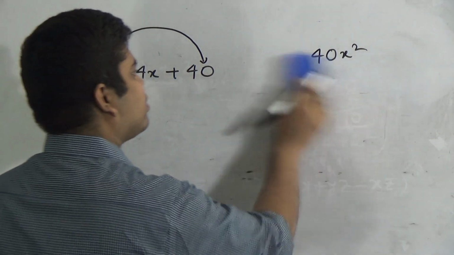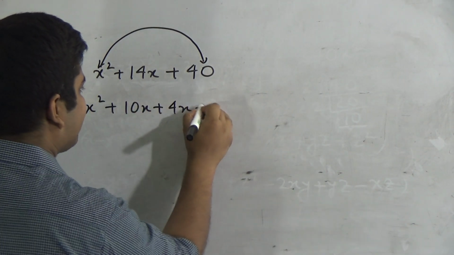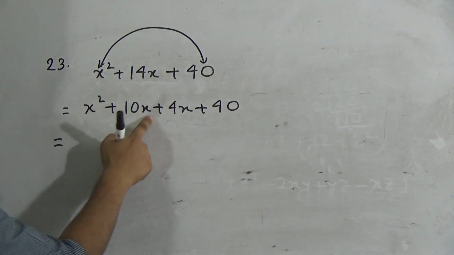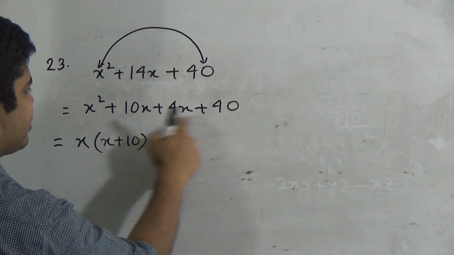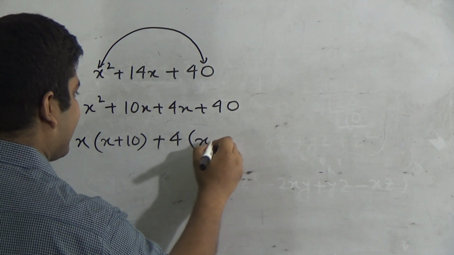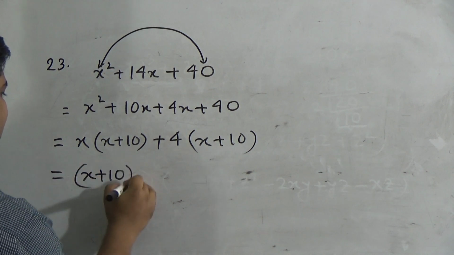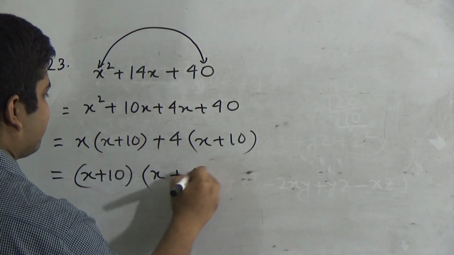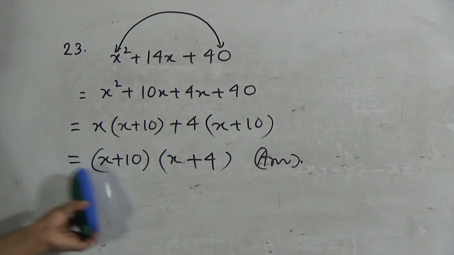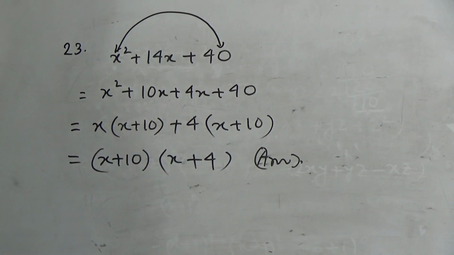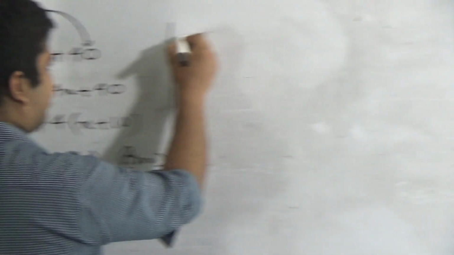Okay. So now x square plus 10x plus 4x plus 40. So notice, from these two expressions x is common and left x plus 10, and from these two expressions 4 is common and left x plus 10, and from this whole expression x plus 10 is common and left here x and here 4. Okay, I hope you have understood. Okay, this is the answer. That means these are the factors of the given expression. So this is question number 23. Next we shall solve question number 24.